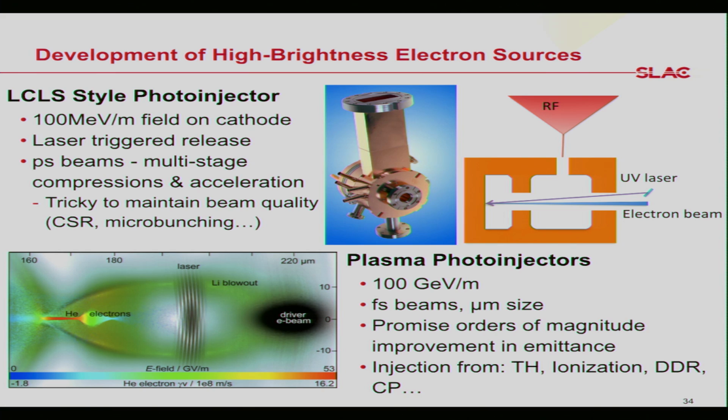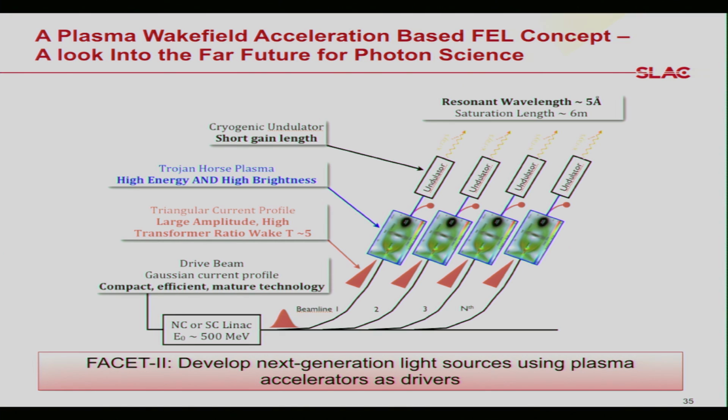Now, why that's interesting is, fast forward into the distant future and imagine, how could I use plasma accelerators to reimagine what an FEL looks like? And here's one example. There's others, but this is my favorite. So imagine that I take a regular accelerator. It could be normal conducting, it could be superconducting, but I use this to make a beam that has an energy of, say, 500 MeV.